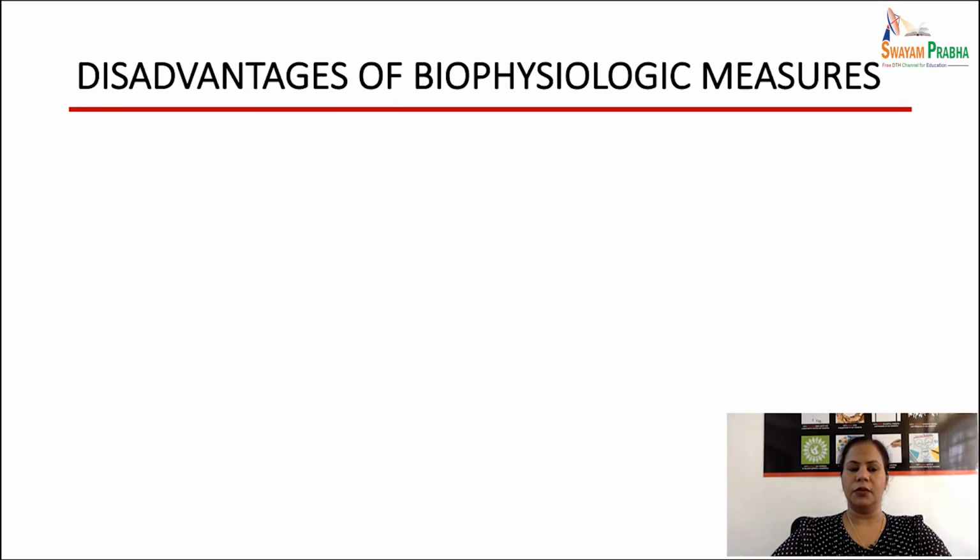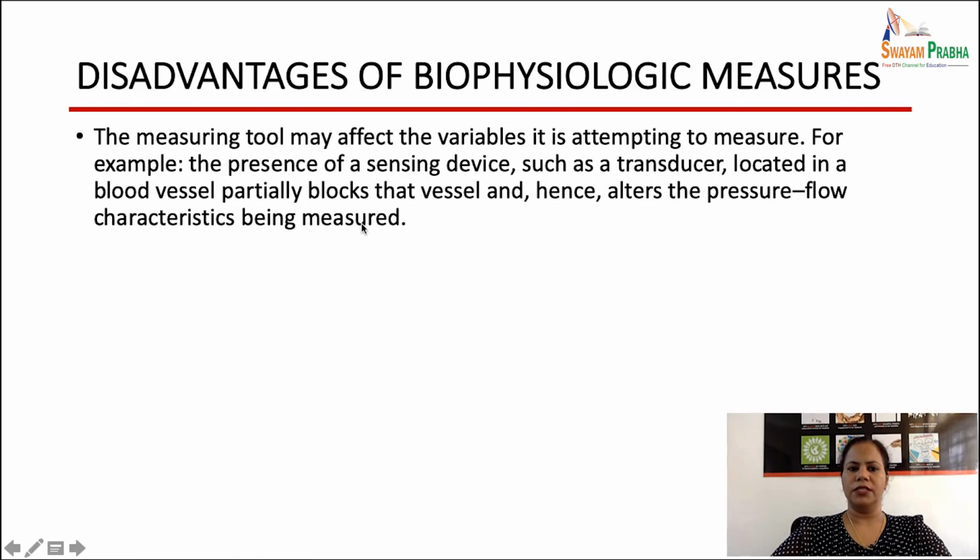Now, discussing the disadvantages of biophysiological measures, the most important disadvantage is that the measuring tool may affect the variable it is attempting to measure. For example, sometimes the tool which you are using can itself cause a change in the measurement, such as the presence of a sensing device. If a sensing device, such as a transducer, is inserted in a blood vessel, it can block it. Because of the blockage, it can alter the pressure flow, so that can result in the wrong measurement.